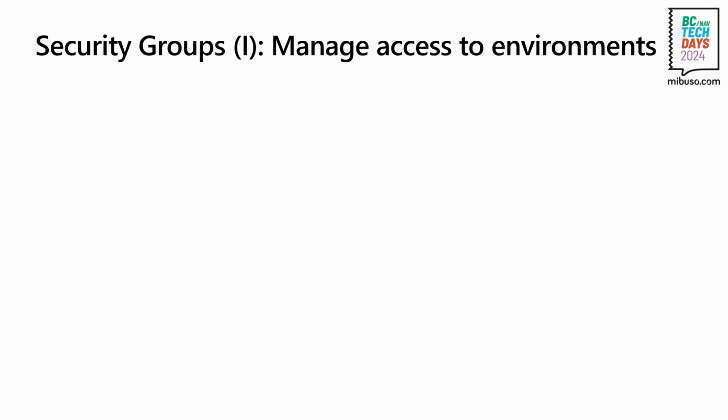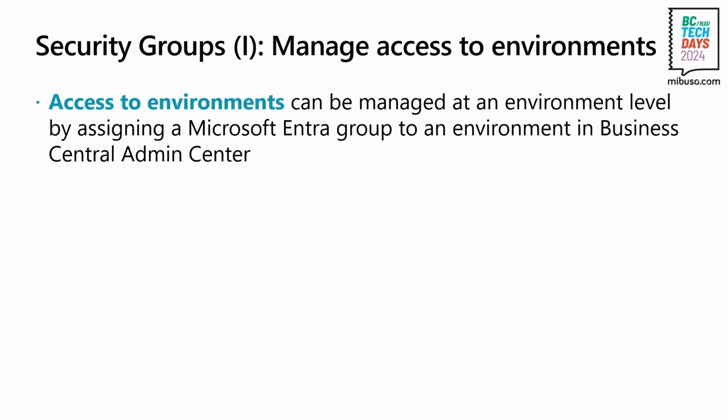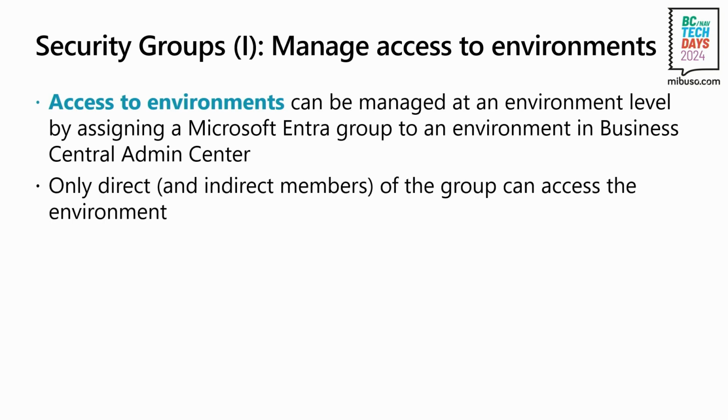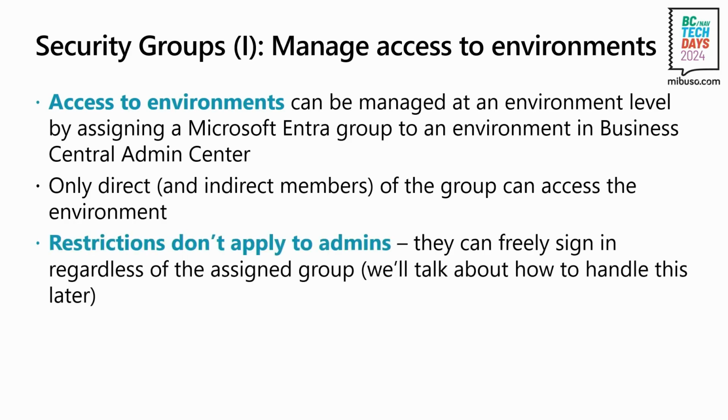So the first one is managing access to environments. And what Business Central allows you to do is you can now specify a security group on the Business Central admin center page that you are familiar with, and if you hadn't, then Roman also showed it earlier. And only the direct and indirect members of this group can then access the environment once you link it. Of course, these restrictions don't apply to admins. They can freely sign in regardless of when you set this security group and you link it. But we'll talk a little more about this later.